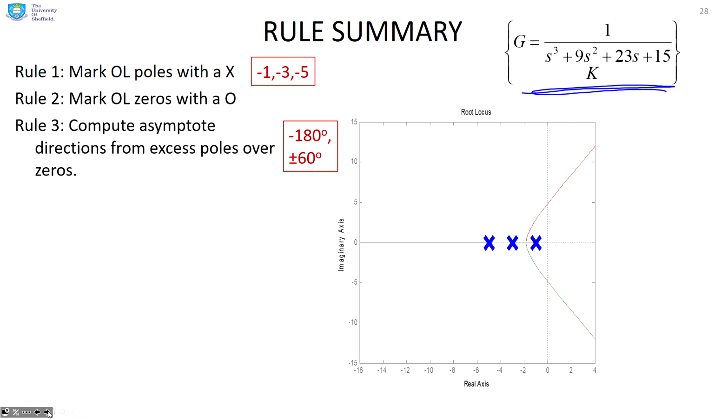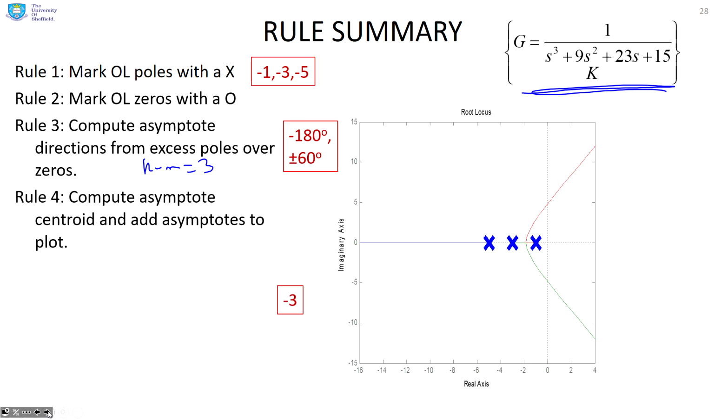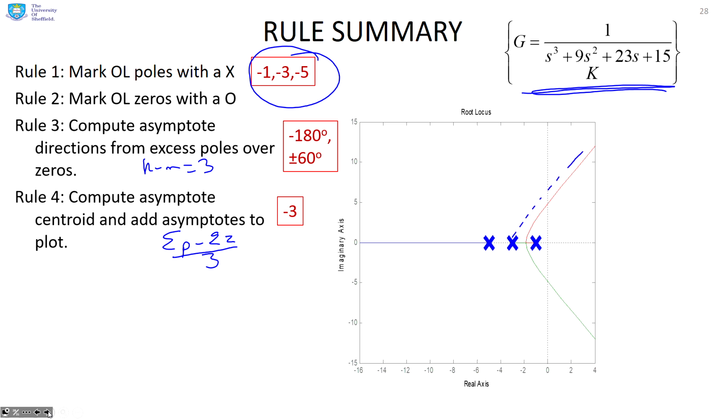Compute the asymptote directions. Well, for this one, you can see that k minus m is 3, so therefore the asymptote directions are 180 degrees and plus or minus 60 degrees. Compute the centroid. I'm not going to put the calculation, but again you see it's sum of poles minus sum of zeros divided by 3. You can see the sum of poles here is going to give you -9. -9 over 3 is -3. It's very, very quick. So now I can actually add the asymptote.